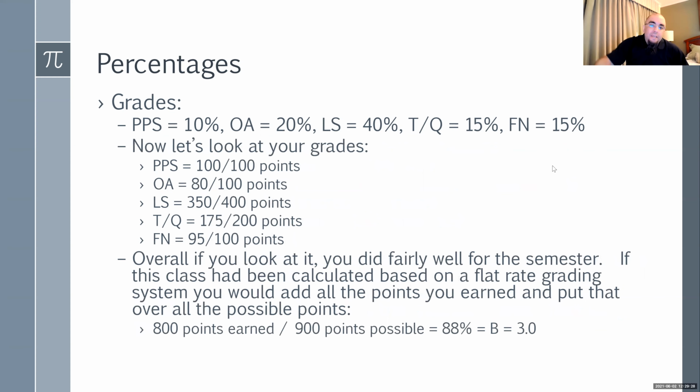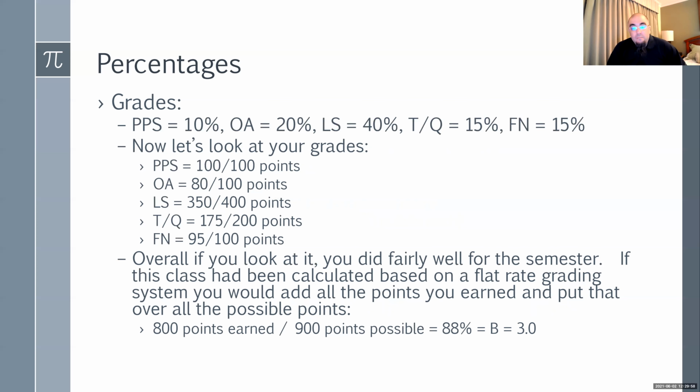So now let's look at your grades. In PPS, you get all of your PPS, so you get 100 out of 100 PPS points. In outside assignments, you do pretty well. You get about 80 points out of your 100 points total. Lab skills, again, not bad. You get about 80%, 350 out of 400. Tests and quizzes, 175 out of 200, 95 points out of 100 on your final.